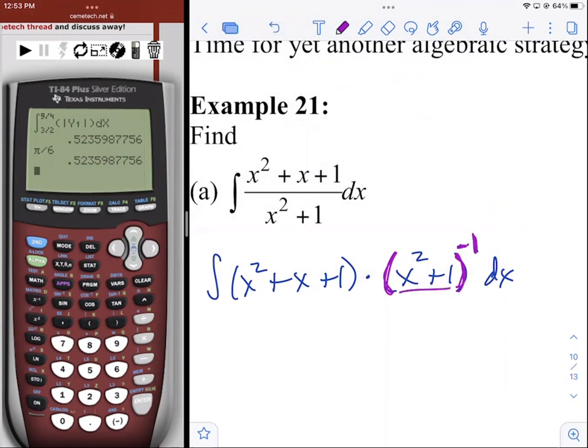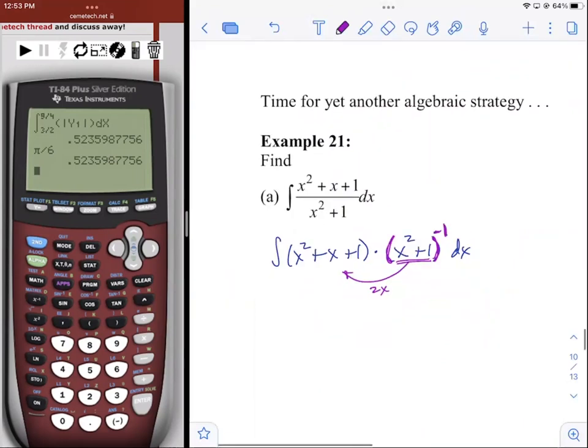But the inside function is a quadratic, x squared plus 1, and its derivative is only 2x. And so now you're like, oh, crap, I'm off by, I don't get those other two terms. What gives? Well, that's not going to work, okay? So not going to work.